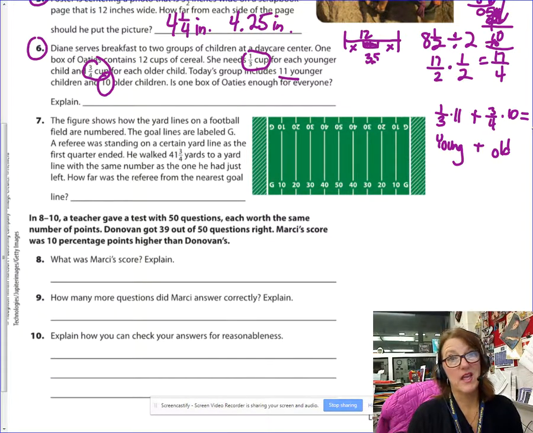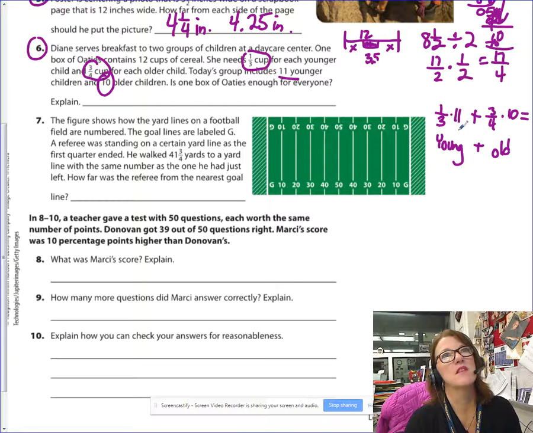I want to kind of plan ahead. I don't want to promise that they're getting Fruity Pebbles or something, and then I don't have enough cereal. Then someone's going to get angry. So 11 times 1/3. Multiplying's great. I don't need a common denominator. Go straight across the numerators and denominators. Simplify if you can. Same thing here.